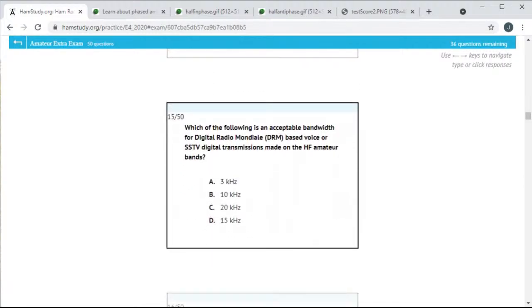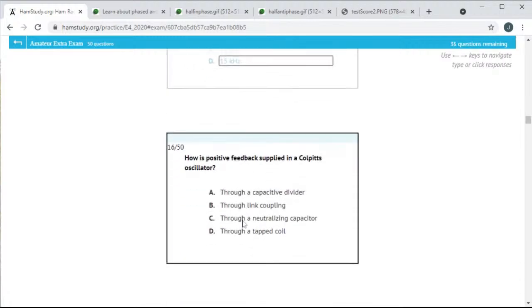Which of the following is acceptable bandwidth of DRM based voice and SSTV signals made on the HF amateur bands? 3 kilohertz is for single sideband, 10 kilohertz, 20 kilohertz, or 15 kilohertz. I believe it's 15.